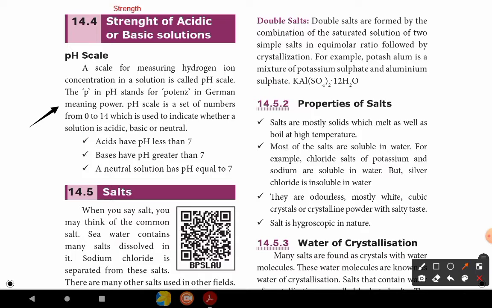The pH scale is a set of numbers. So what is the pH scale? It is a set of numbers, a group of numbers. It's a set of numbers from 0 to 14, which is used to indicate whether the solution is acidic, basic or neutral.